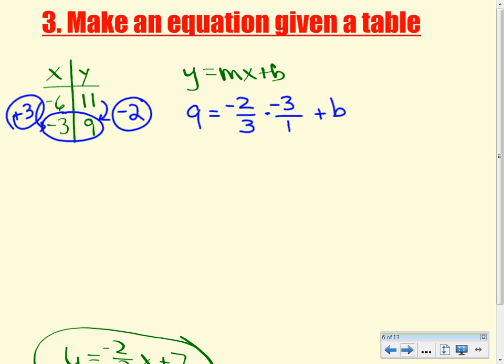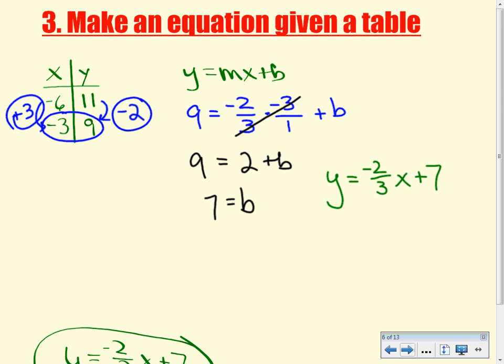All right, well, the 3's canceled. Don't forget to leave that negative there, though. And I got 9 equals -2 times -1. That's 2 plus b. And looks like 7 equals b. And I'm going to rewrite and be done. y equals my slope, -2/3 x plus 7.